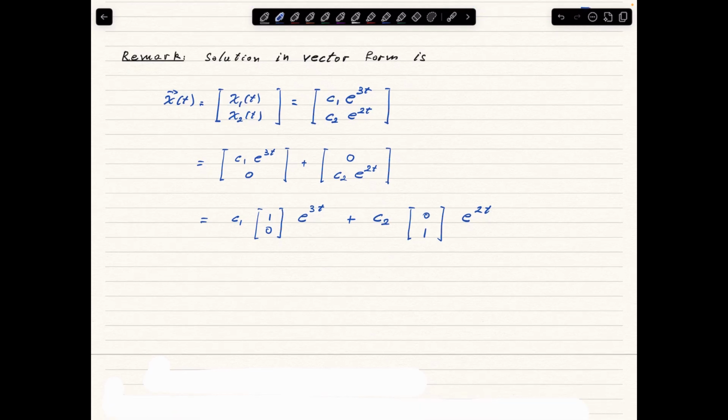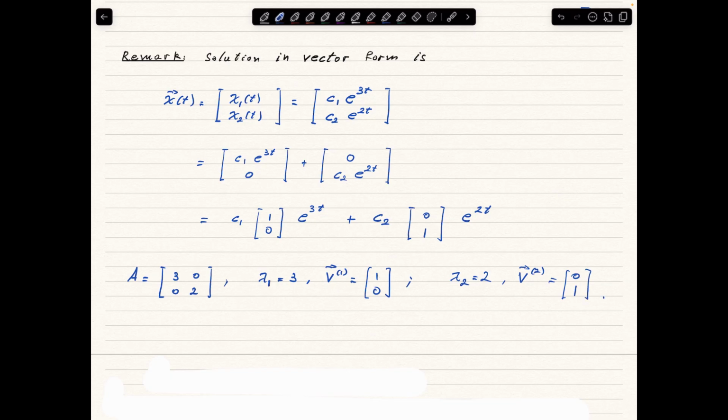And now let's notice something that is going to be useful in the future. Here we have our coefficient matrix 3, 0, 0, 2. This matrix has eigenvalues and eigenvectors. The first eigenvalue is 3, and the corresponding eigenvector v1 is the vector 1, 0. And the other pair is lambda 2 equals 2, and v2, the second eigenvector, is 0, 1.